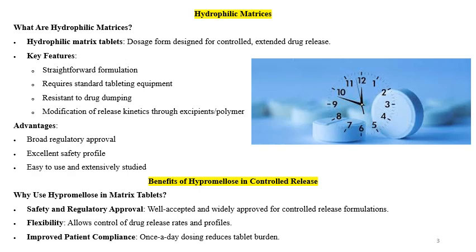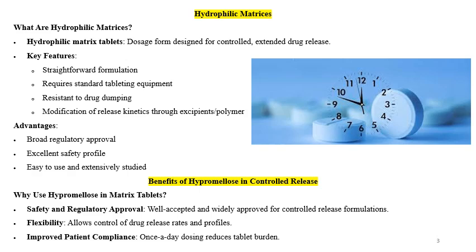The hydrophilic matrix consists of the drug, the release controlling polymer like HPMC, and other excipients like fillers, binders, lubricants and glidants. So this composition forms a matrix, and the polymer used is HPMC. It is a hydrophilic type of polymer. That's why the name is given as hydrophilic matrix.